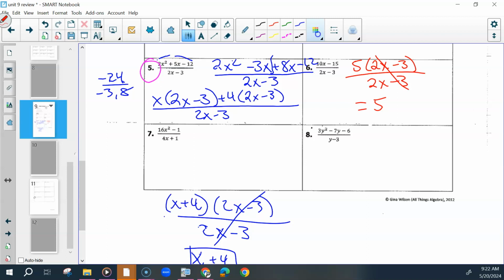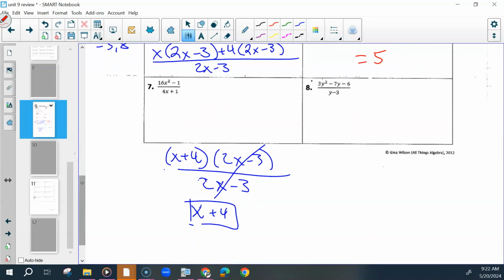Other binomial questions on the front or on the back? Number 8. Which one? 8. Does this one have a GCF? No. So it's going to be very similar to number 5. Multiply 3 and negative 6. Find two numbers that multiply to be negative 18, but add to be negative 7. What are some factors of 18? 9 and 2. And those would work if one was negative. Which one would be the negative? 9.